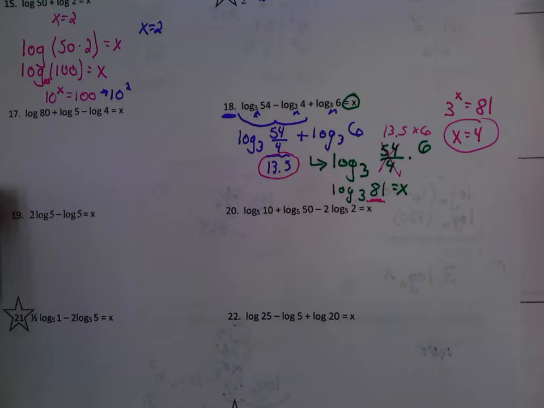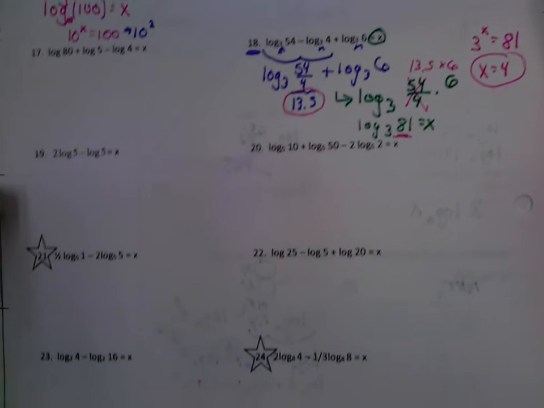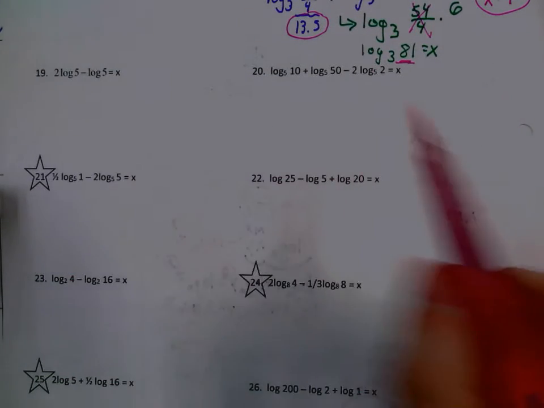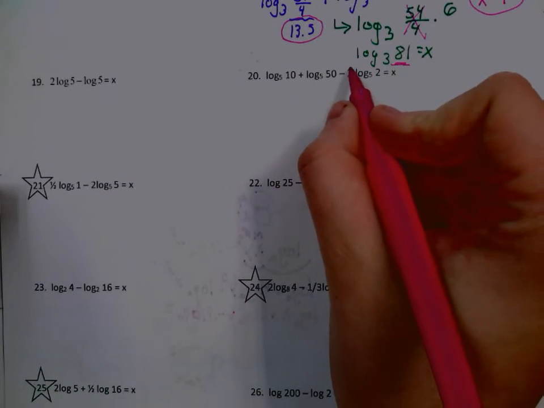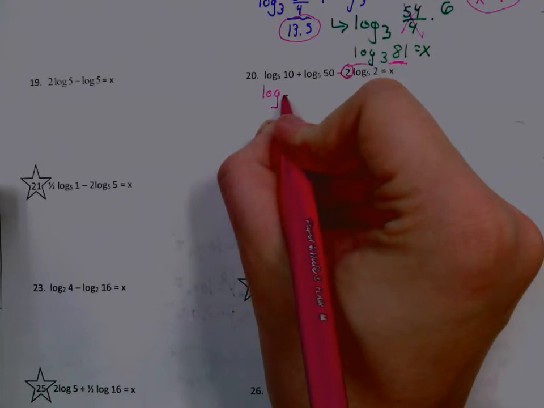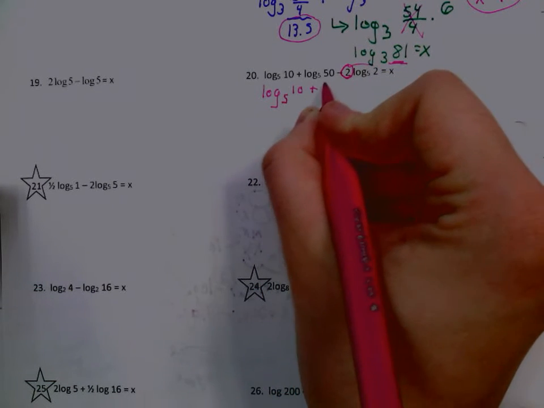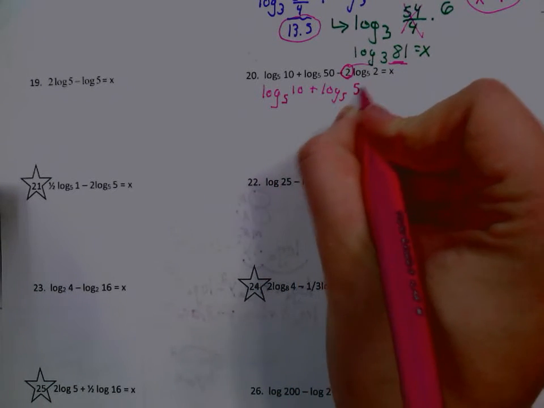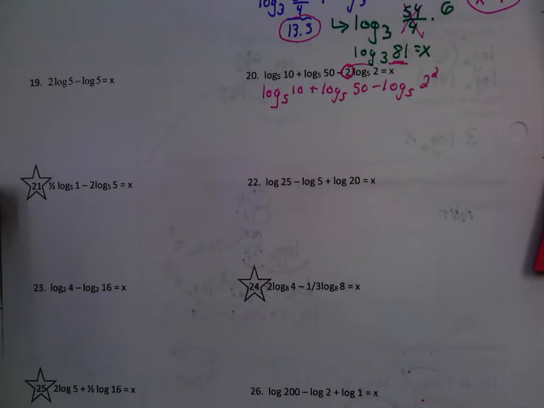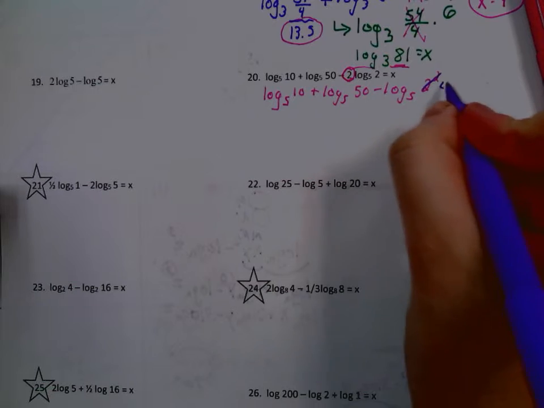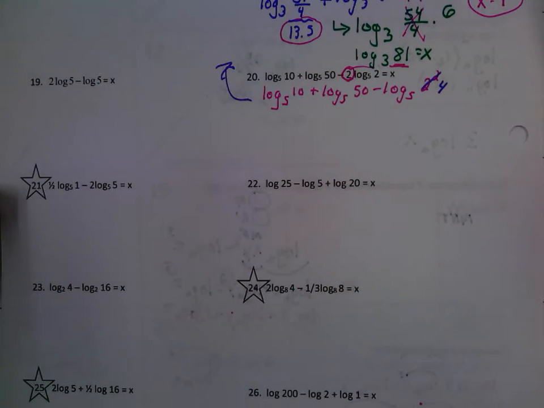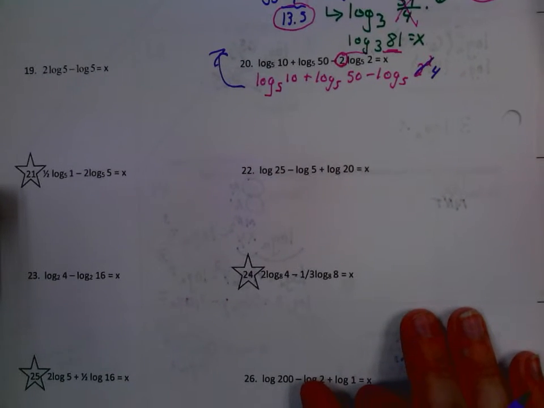We'll do one more. We'll pick a hard one. Again, you can work through some of these. Number 20 is going to be done the exact same way as before, just like up here. But remember that this 2 right here will become an exponent. So if I rewrite that, it becomes log base 5 of 10 plus log base 5 of 50 minus log base 5 of 2 squared, keeping in mind that 2 squared will ultimately become 4. Then it'll just be like the one we just did up top. So I'll set you up there and let you finish that one.